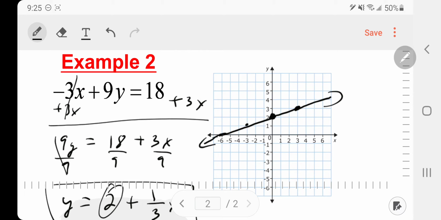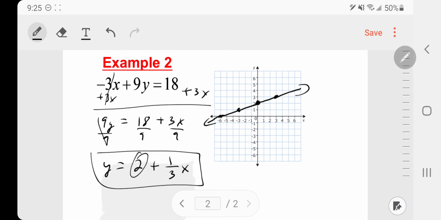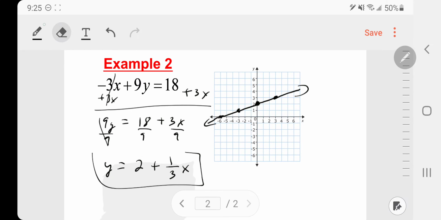You can see if you were to find the x and y-intercepts of this one, the x-intercept would be (-6, 0), which is right here, and the y-intercept would be (0, 2). But again, this is just a different method you can use to graph a line. We know that if we can get something in slope-intercept form, we can graph it relatively easily as well.